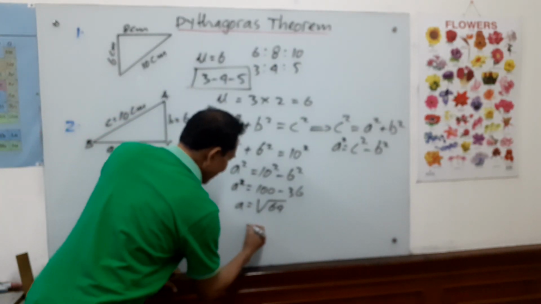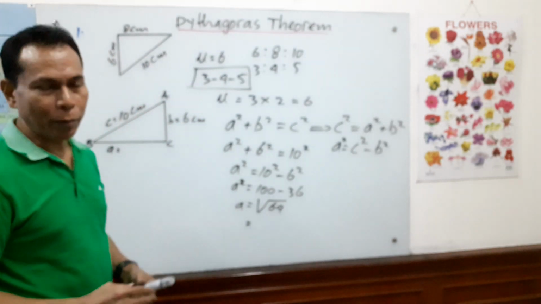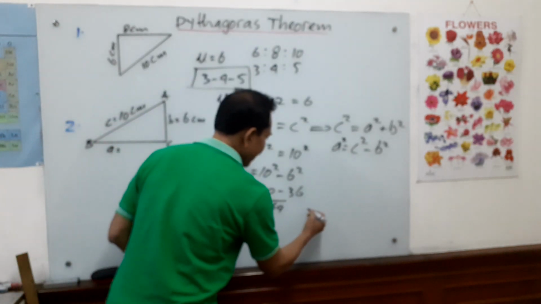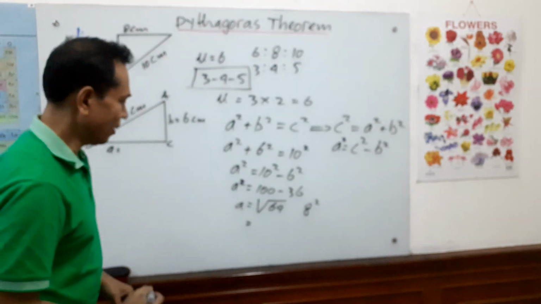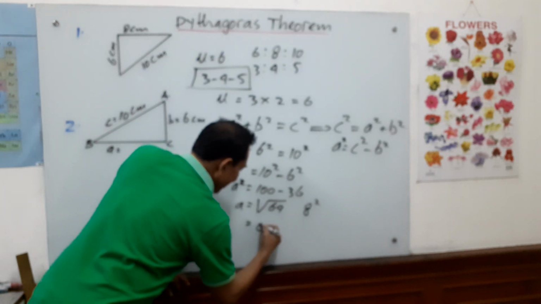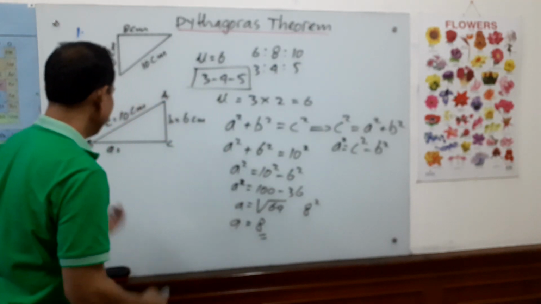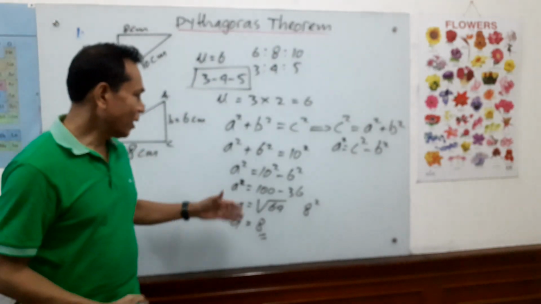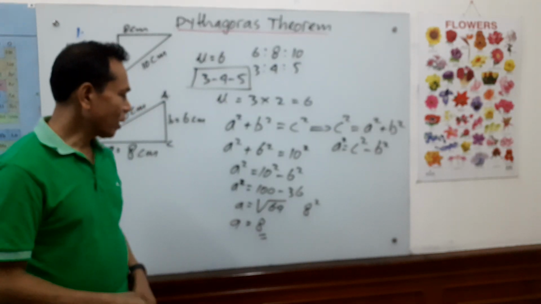Now, we know that the square root of 64 is a perfect square. The square root of 64 is 8. It comes from 8 square, which means 8 times 8 is 64. So, the square root of 64 is 8. So, A equals 8. Now, we put here 8 centimeters. That's the way how you convert the formula, children. That's the way.